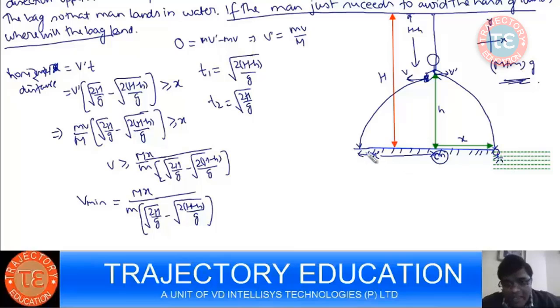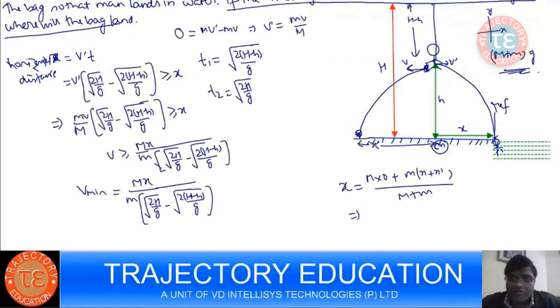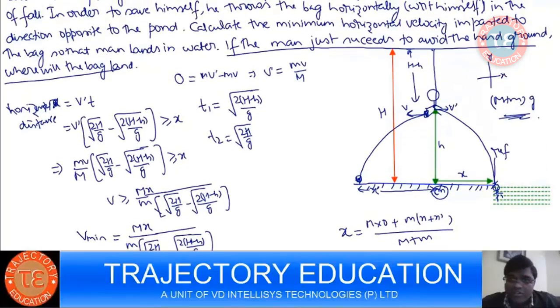The man is here, the bag is here. The center of mass is this. So if I take this as the reference, then the center of mass is at a distance of x, the man is at a distance of 0, and the bag is here. That will give me x dash. I want x dash basically, from where I have to calculate the distance.